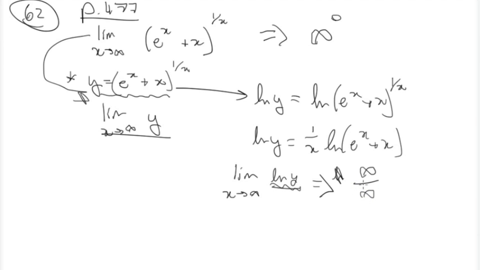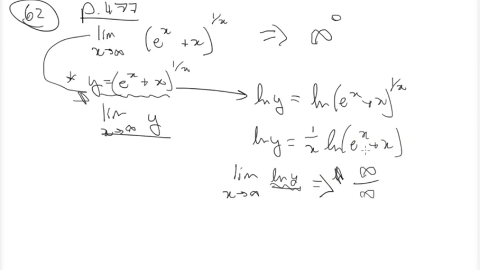So we have an indeterminate form. So now we can apply L'Hopital's rule to this function. But bear in mind always that this is not the limit as x approaches infinity of y, or of this function. It's of the natural log of y. And we're going to be able to reverse that later once we find out what this limit is.